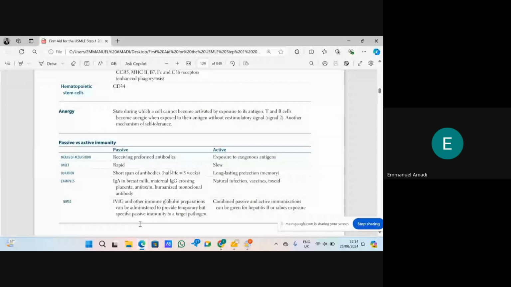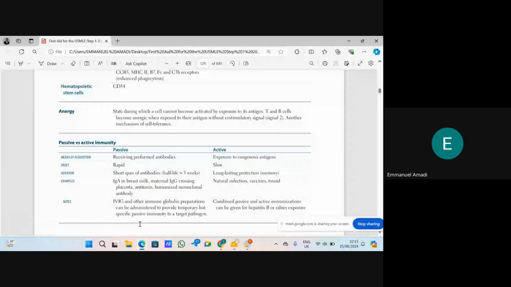Straight up. Now let's look at the concept of passive and active immunity. In the first class, I tried to explain these concepts. I differentiated the innate, adaptive, and the passive immunity. I gave an overview of that.